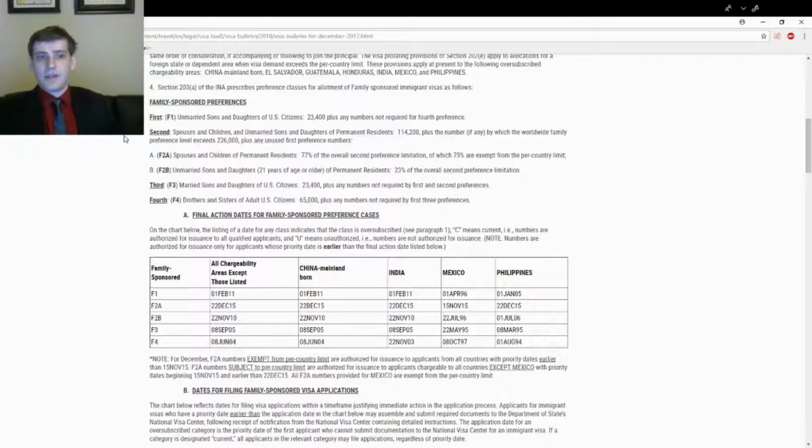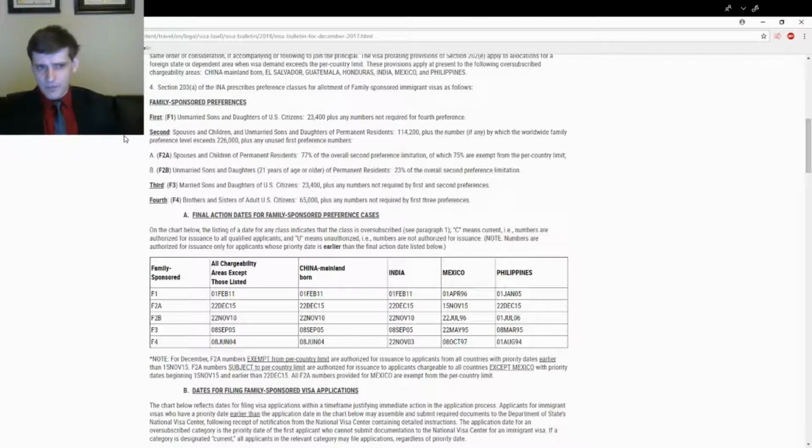Second, spouses and children. And a child is anyone who is under the age of 21. Normally, when we think of a minor child, we think of someone who's under the age of 18. For immigration purposes, if you are under 21 years of age, you are considered a minor child.